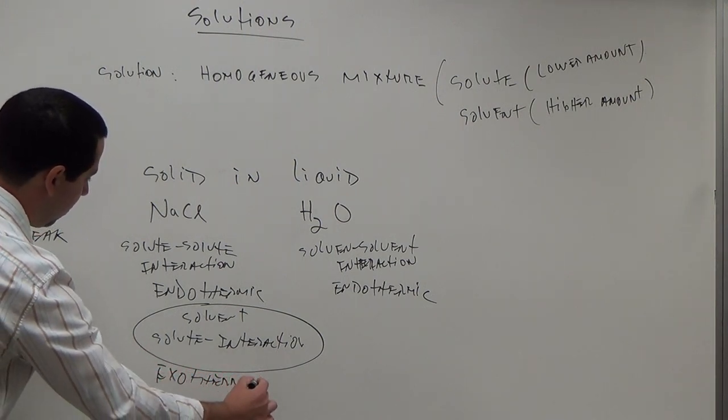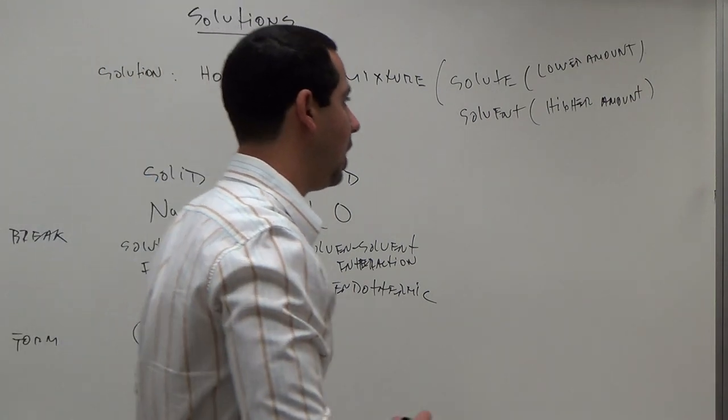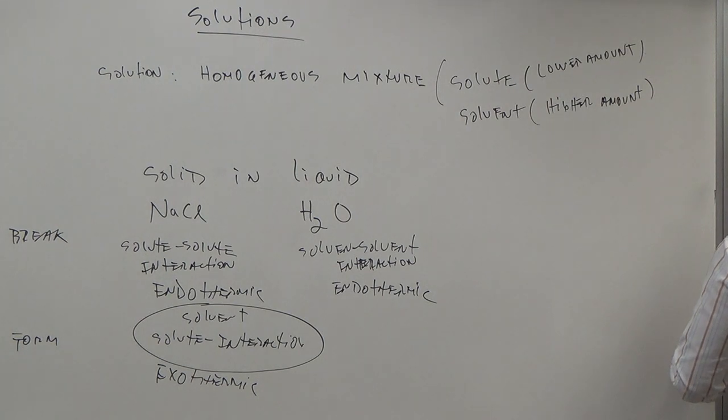So how many steps were here? There were 3 steps for a solution to form. So the enthalpy of solution has 3 steps: delta H1 plus delta H2 plus delta H3, in no particular order. For the first one, you are breaking solute-solute interaction. For the second one, you are breaking solvent-solvent interaction. And for the third one, you are making solute-solvent interaction. The first 2 steps are endothermic, while the last step is exothermic.